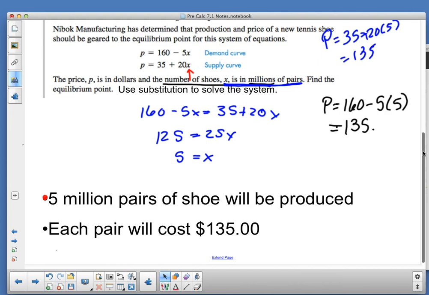But what does this mean? 5 million pairs of shoes will be produced. Where did 5 million come from? We had 5, but it was in millions of shoes. Each pair will cost about $135. That's how they set the price points.